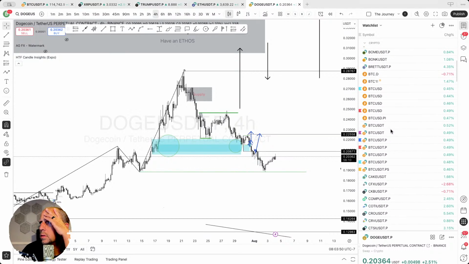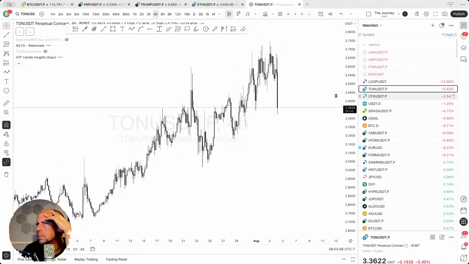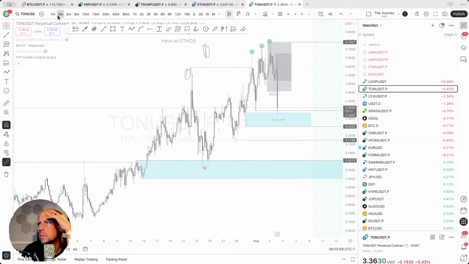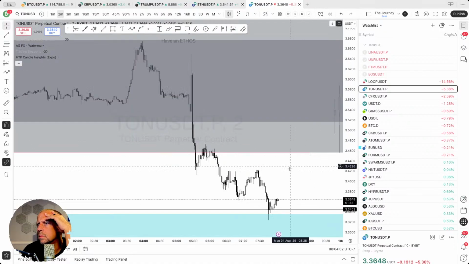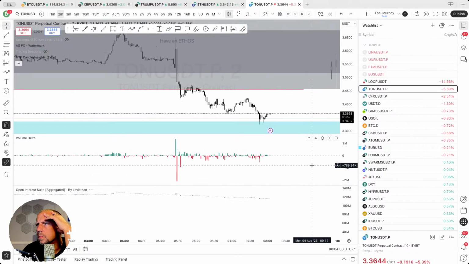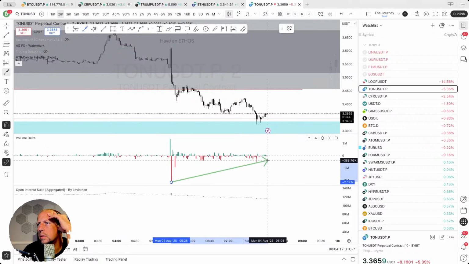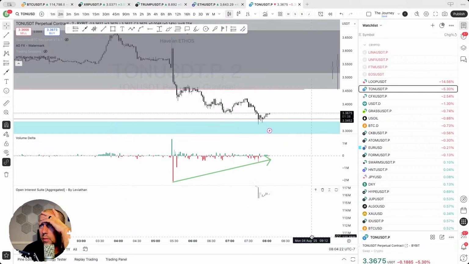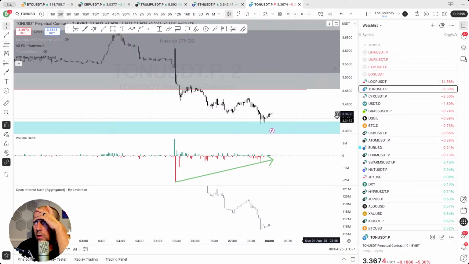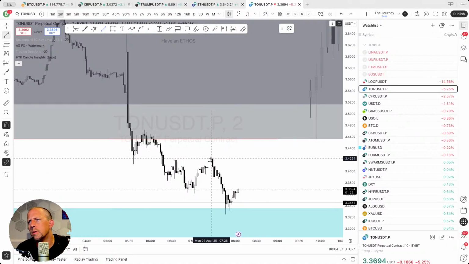What other interesting ones are there? Yeah, TON is fairly interesting right there. I think open interest could be a little bit better, but it's fairly interesting right there. And I would say you start confirming some market structure here.